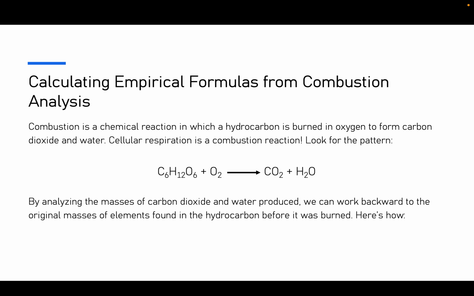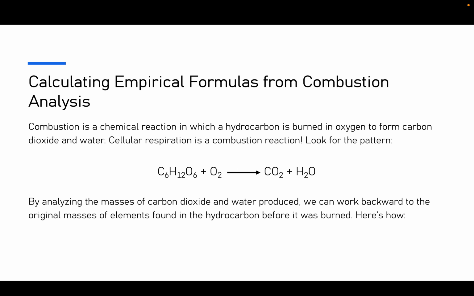The pattern is always the same for a combustion reaction. You have some kind of hydrocarbon, typically. I mean, there are exceptions, but it's almost always a hydrocarbon. Sometimes it's just carbon and hydrogen. Sometimes it's something else. That something else is usually oxygen. It's burned in oxygen, so you can see the oxygen gas here, and that's going to produce carbon dioxide and water.